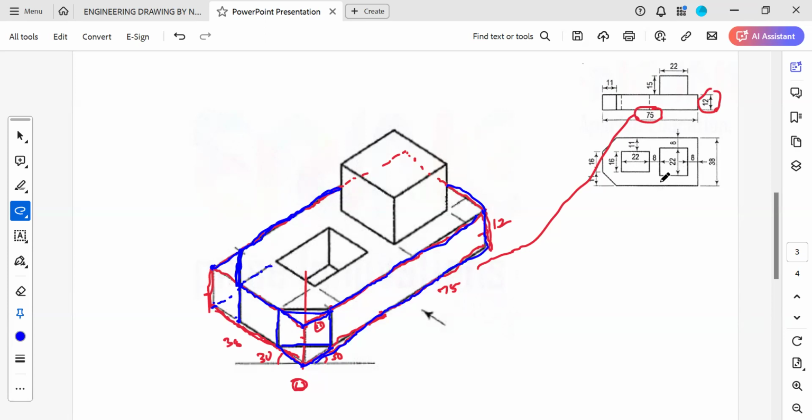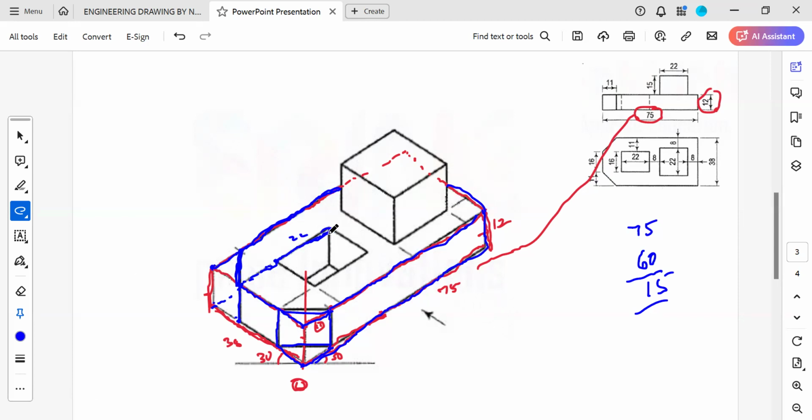This dimension is given as 8 plus 22 plus 8 plus 22. That means this is 30 and this is 30. From this axis, the total will be 75. In 75, this is 22 plus 8, 30. This 22 plus 8 plus 30 means 60, so you'll get 15. From this point you measure 15 mm and you will get this point. At this point you measure 22, so you will get this line.